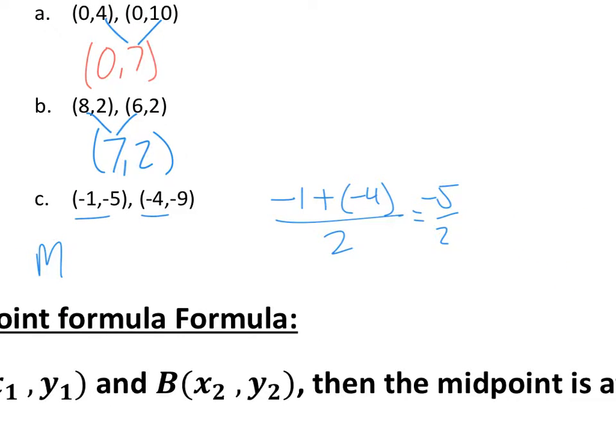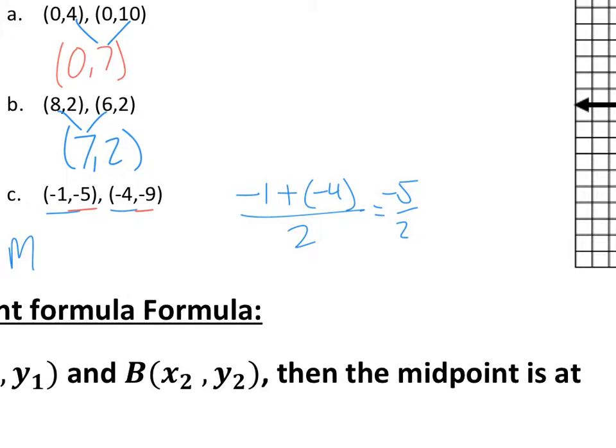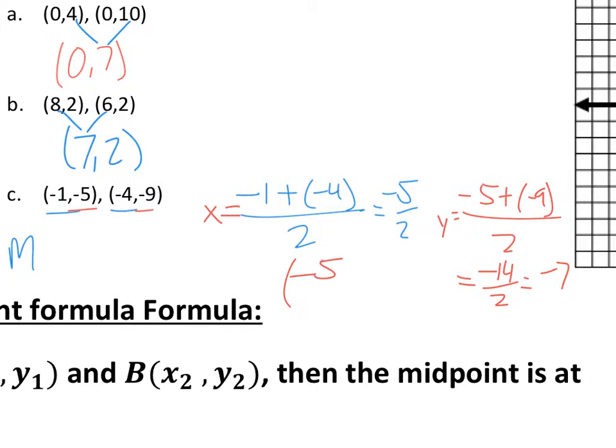And if we average the -5 and -9, let's see, we get -5 plus -9. Add them and divide by 2. And that's going to be -14 divided by 2, which is -7. All right, so let's see if this works. This is giving us an x, and this is giving us a y, because we're averaging the x's and averaging the y's. And so that's telling me that -5 halves, or -2.5, and -7 should be the midpoint.